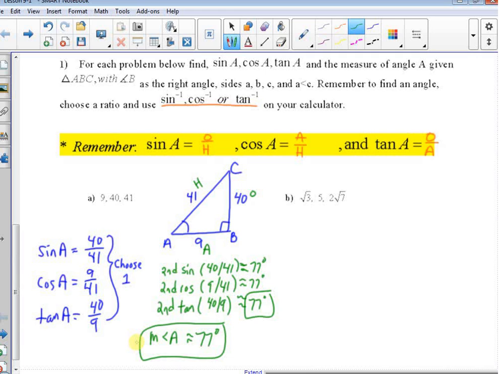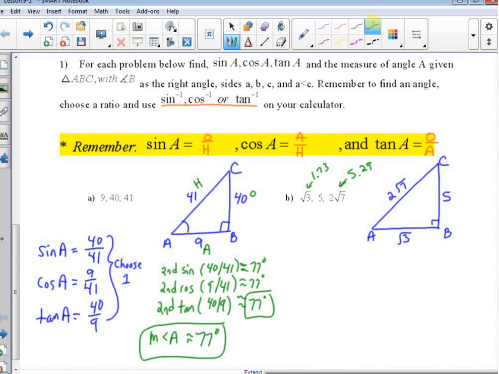Okay, next for B, if you put radical 3 in your calculator, it's about 1.73. If you put 2 radical 7 in your calculator, it's about 5.29. So that tells you 2 radical 7 needs to be the hypotenuse. So this is 2 radical 7, and then again, it doesn't matter where you put the radical 3 and the 5.